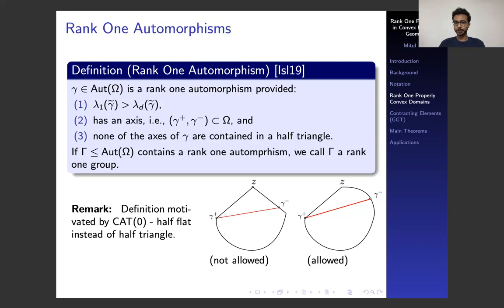In CAT(0), an element is said to be rank 1 if its axis is not contained in a half flat. And since the projective analogs of flats are triangles, it is only natural to replace a half flat by a half triangle. Going back to the definition, if gamma is a discrete subgroup of the automorphism group of omega, then we are going to say that gamma is a rank 1 group if it contains a rank 1 automorphism.